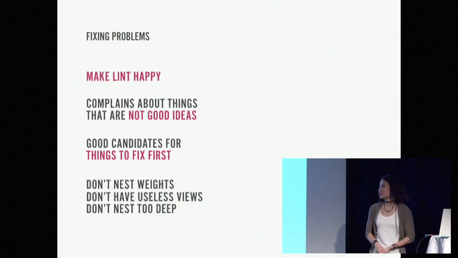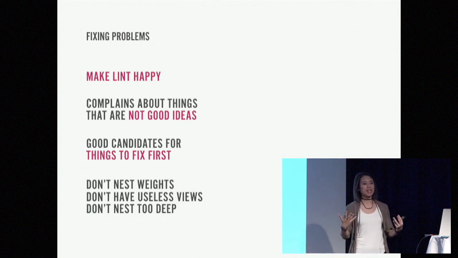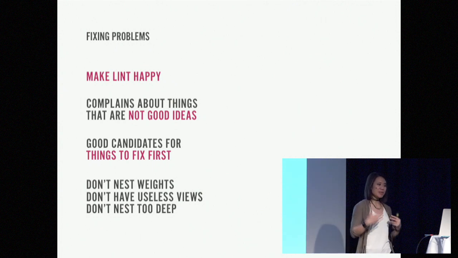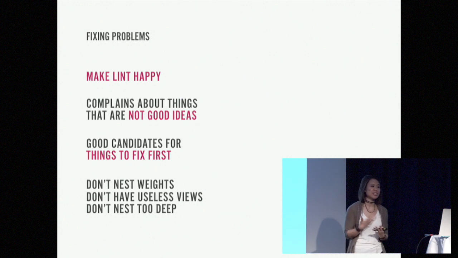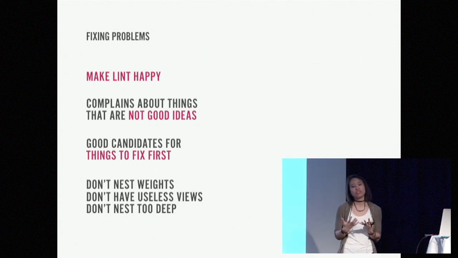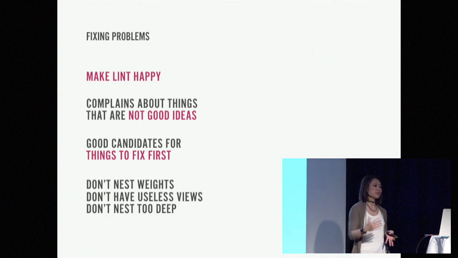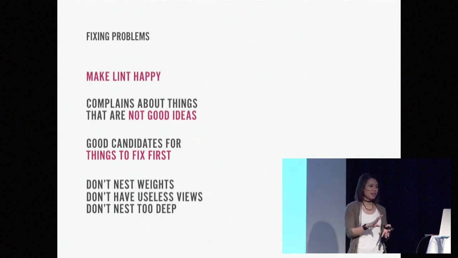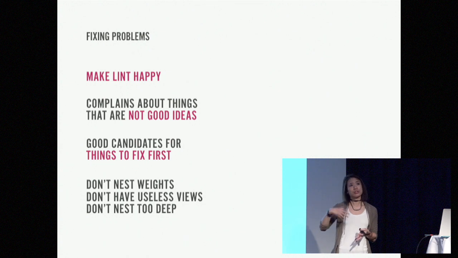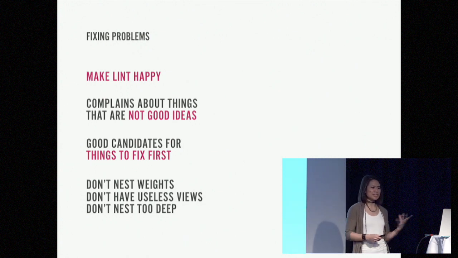And my beginning is usually talking to lint. I will love lint and hate lint depending on the day and how much coffee I've had. But generally, when you're trying to make your layouts more efficient, making lint happy is a great place to start. Lint tends to complain about things that are not good ideas, and when you're having troubles with layout performance, they're usually great places to look first. They're usually really straightforward things you've probably seen complained about all the time, like don't nest weights, don't have views that serve no purpose, and don't nest things too deep.